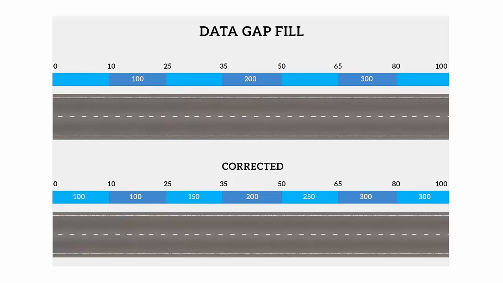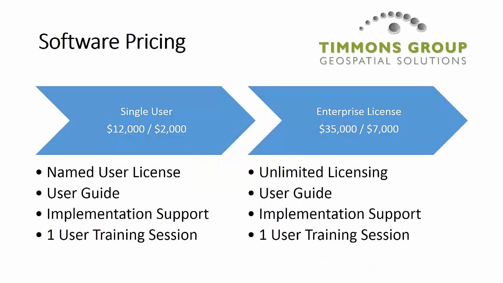I'm going to give this back to Matt to talk about the pricing for this one. So we have a couple ways to price out the bulk tools. It is just an ArcMap add-in, so we're able to offer this as both a single user and also an enterprise license. In the single user pricing, you're going to get a named user license, a user guide, the implementation support, and a training session. At the enterprise level, we're going to give you the ability to license this to as many people at your organization as you would like. We also provide the user guide, implementation support, and one training session.